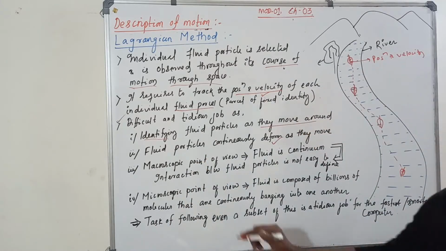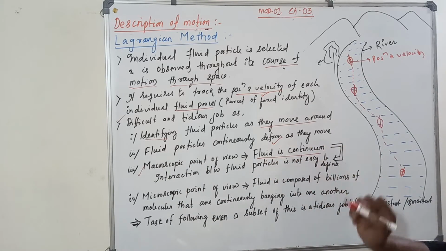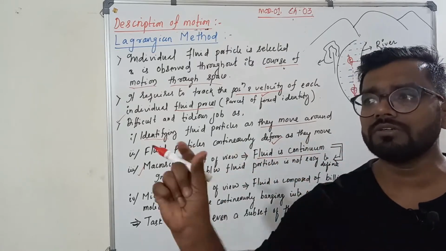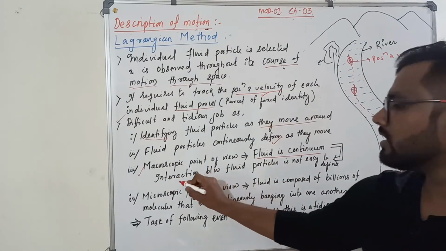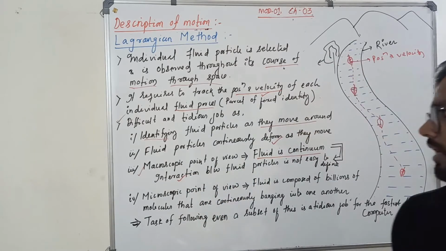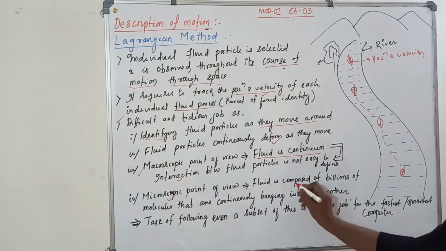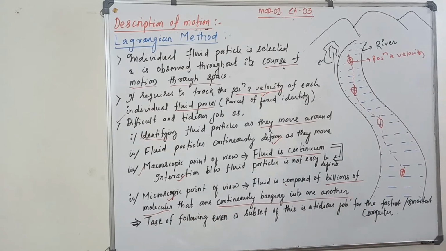From a macroscopic point of view, fluid is a continuum, that means continuous space, with no void anywhere. So how will you find the interactions, which are energy and momentum interactions, between individual particles? Now if you go to the microscopic point of view, fluid is composed of billions of molecules that are continuously banging into one another.